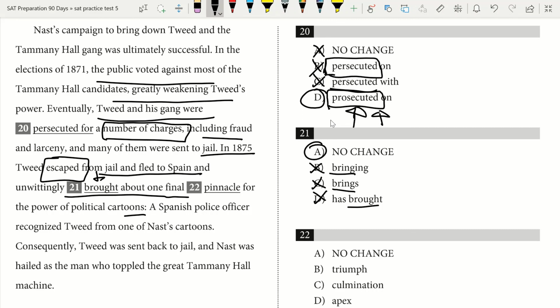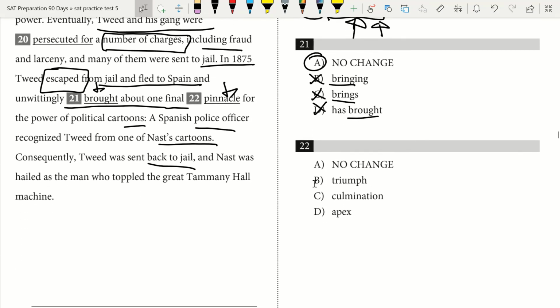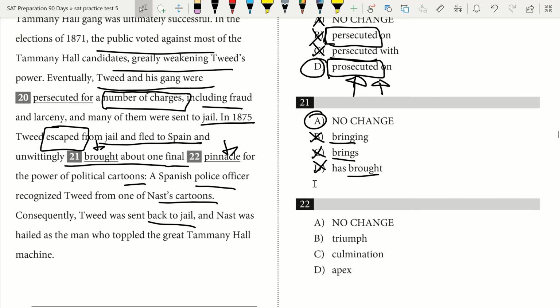All right, 22. So we've got, he brought about one final what for the power of political cartoons when a Spanish police officer recognized him from his cartoon and sent him back to jail. Well, that would be a win, okay? So obviously a win as far as tone. We wouldn't say a win because that's not fitting an academic tone. So we would say a triumph, okay? A triumph is fitting with the academic tone. Okay, we wouldn't say pinnacle or culmination or apex because we have to get that win part of it in there, okay?